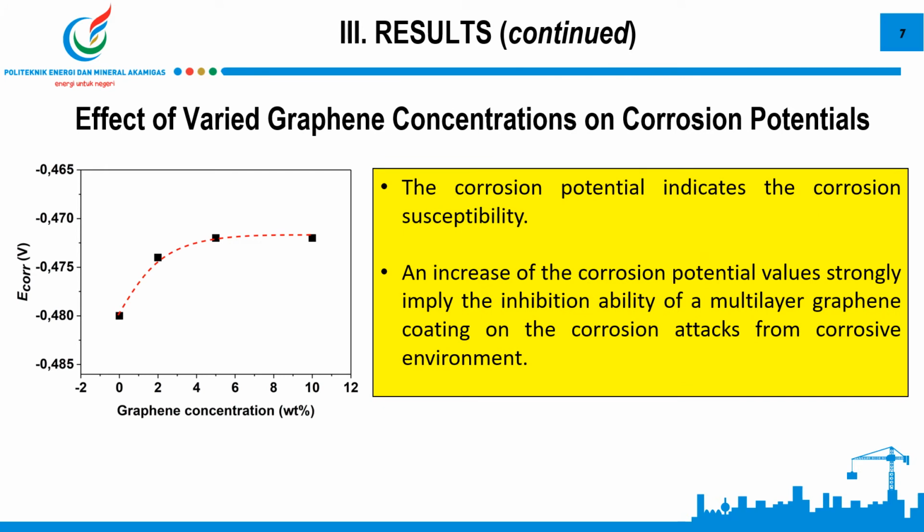This picture shows the dependency of corrosion potential on the graphene concentration. As we know, the corrosion potential indicates the corrosion susceptibility. Therefore, an increase of the corrosion potential values strongly imply the inhibition ability of a multi-layer graphene coating on the corrosion attacks from the corrosive environment.